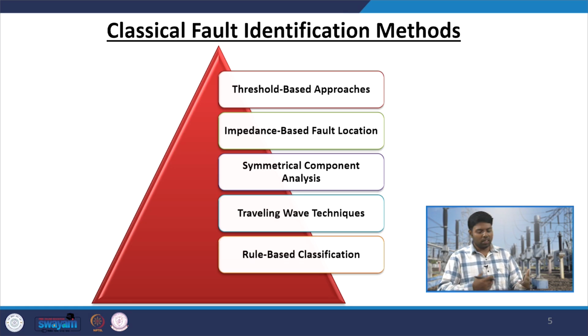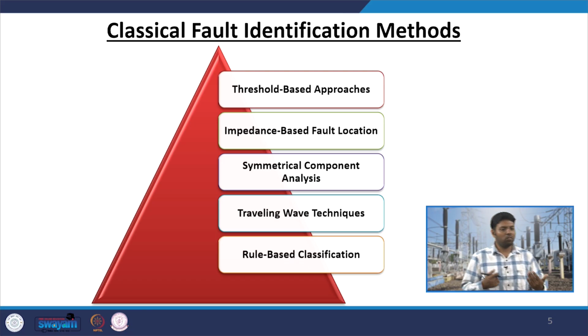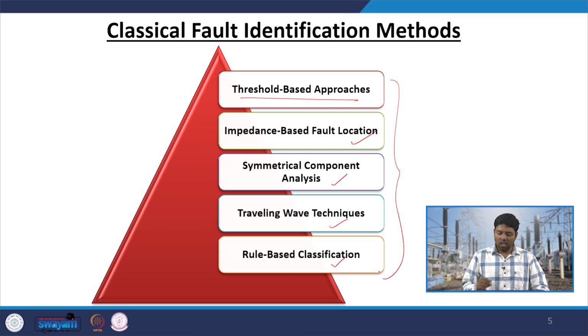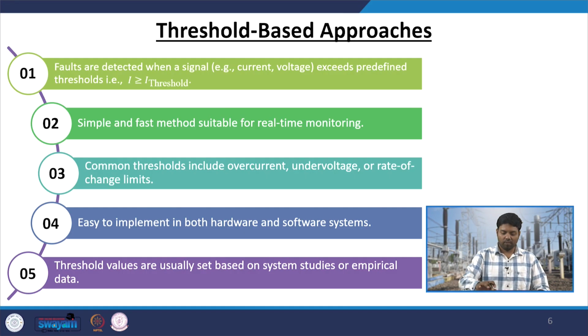So, what are the methods normally used for classical fault identification, which is normally used for the passive distribution network? Threshold based approaches, first one. Second one is impedance based fault location. Third one is symmetrical component analysis. Fourth one is travelling wave techniques, and the last one is rule based techniques. So, generally these 5 techniques are used in the traditional passive distribution networks when you do not have DERs.